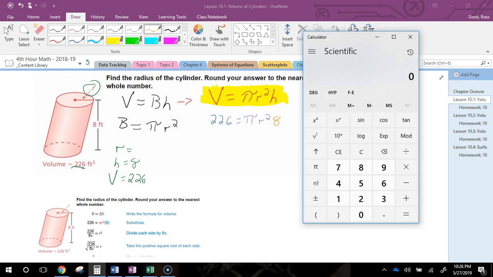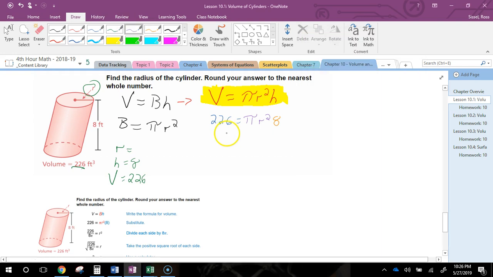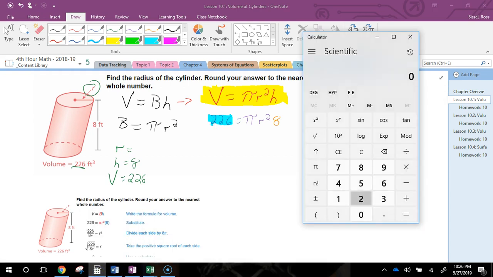But because I know that's a non-repeating decimal, I'm actually going to do this first. Let me show you a trick to use on your calculator. I'm going to take that 226, and instead of multiplying pi and 8 and getting a big number and then dividing that, I'm just going to divide right away. 226 divided by pi equals. And then I have to divide by 8 equals. So I'm going to get 8.9 something continuous. And all of that is going to equal my r squared.